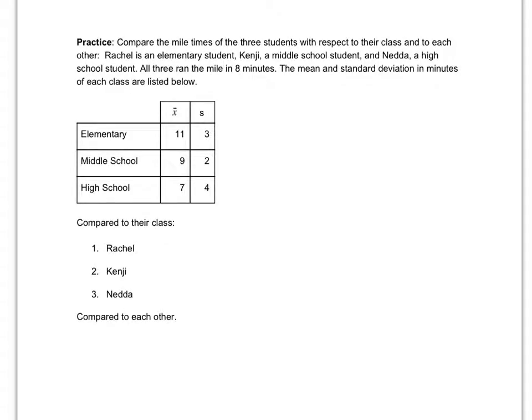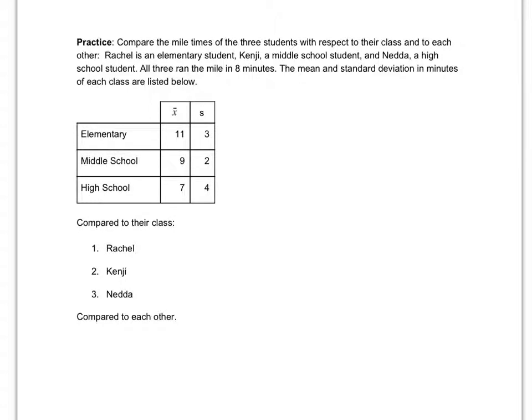Okay, so let's see what the z-score does for us. We're going to look at this example. Compare the mile times of 3 students with respect to their class and to each other. So we have 3 students. Rachel's an elementary student, Kenji's in middle school, and Netta is a high school student. All 3 of them ran a mile in 8 minutes. And I've recorded the mean and standard deviation in minutes for each of those classes below.